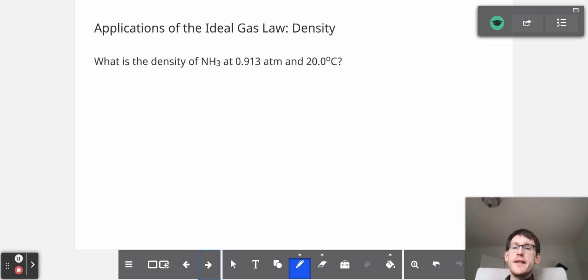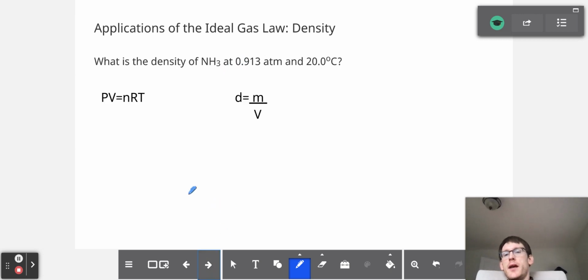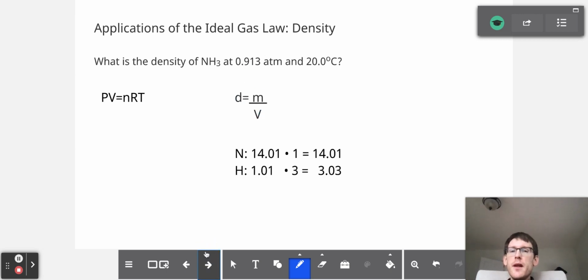All right, so on to density. What is the density of NH3 at 0.913 atmospheres and 20.0 degrees Celsius? Well, if we know that PV equals nRT, and we know that density equals mass over volume, we can take the molar mass of the gas, NH3. We find that it's 17.04 grams per mole, and we can put that in for our mass.